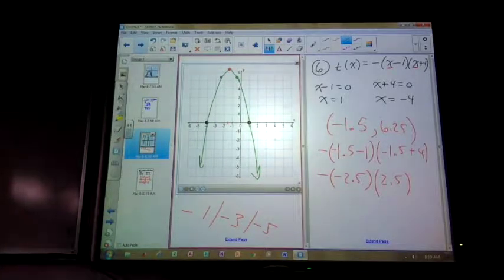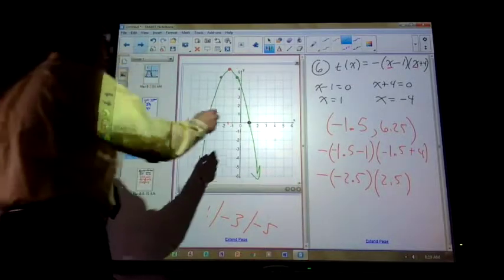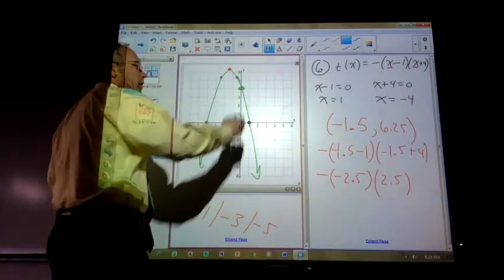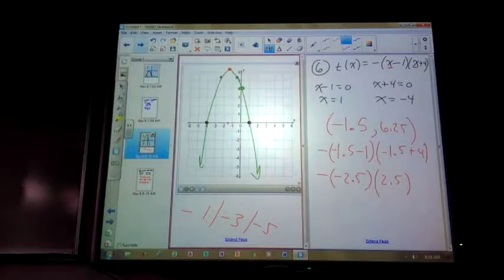Okay, I have 4 identified points. Does it cross the y-intercept? Yeah, I'd say if I multiplied it out, it would come out to be positive 4 right there. That might be important, but it's just an extra point.